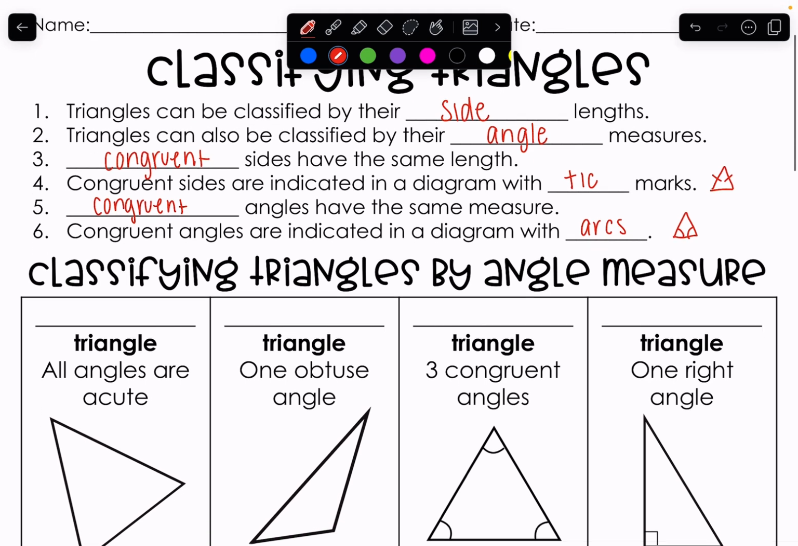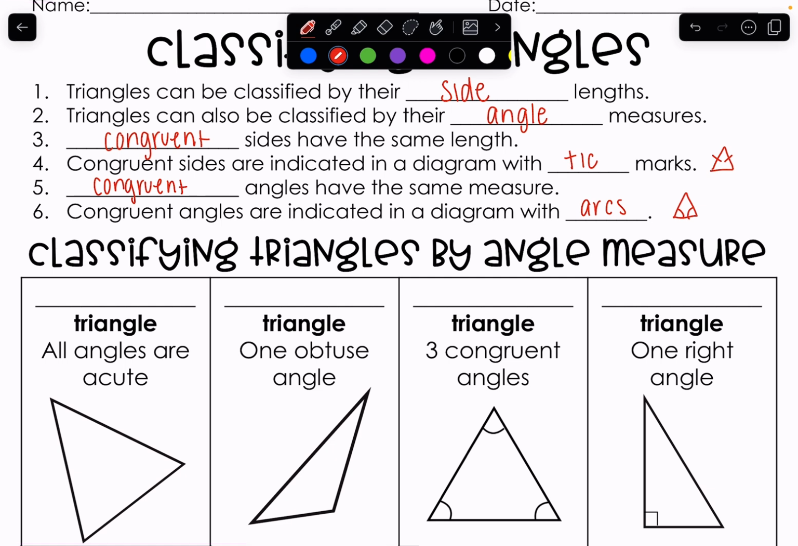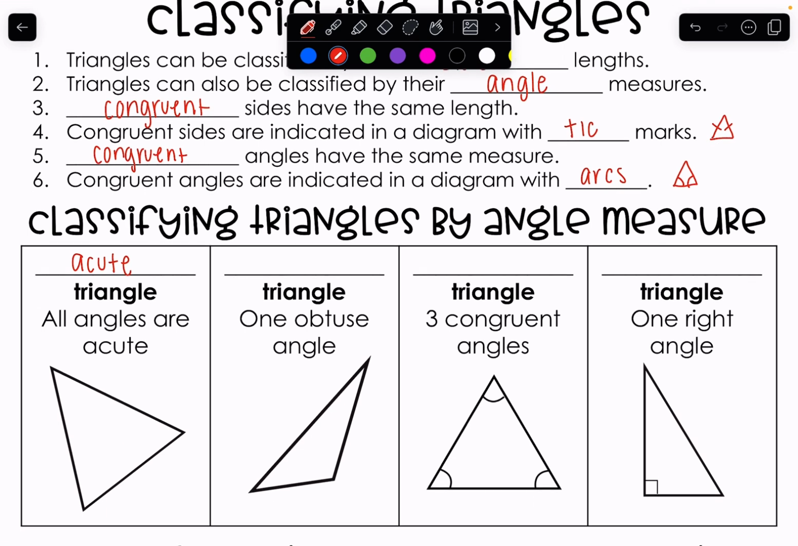Okay, so let's talk about classifying triangles by angle measurements. An acute triangle is when all angles are acute. So all angles are less than 90 degrees. A triangle with one obtuse angle is called an obtuse triangle, where, again, there's one obtuse angle, and then the other two will be acute.